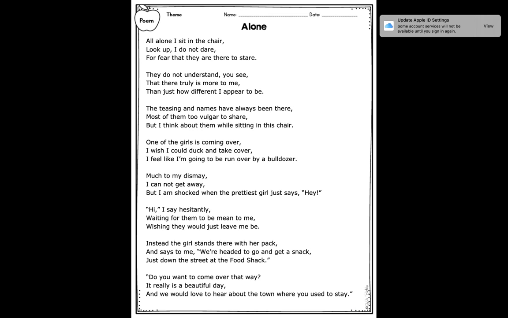So I'm going to read this poem alone, and it's going to be your job to go and answer it on the Google Slides. So this is a 2-page poem. So we'll read it the first time together, and then you can read it on your own.